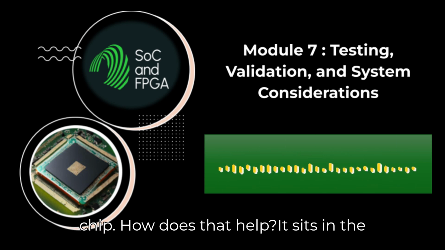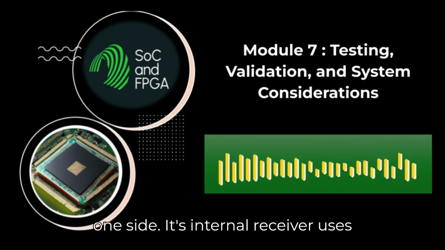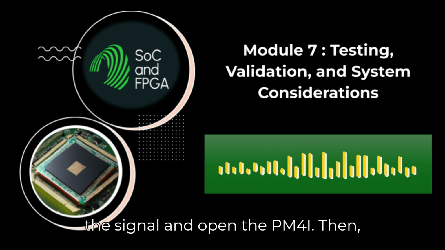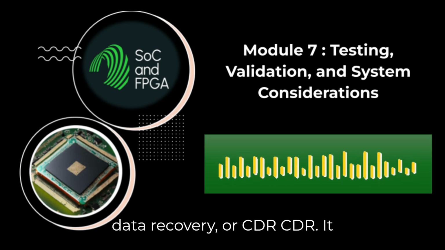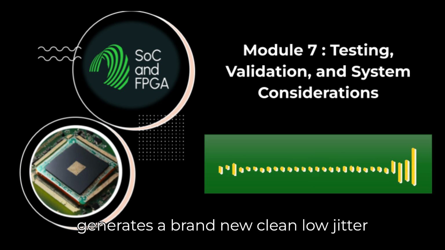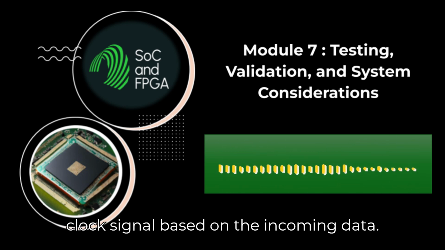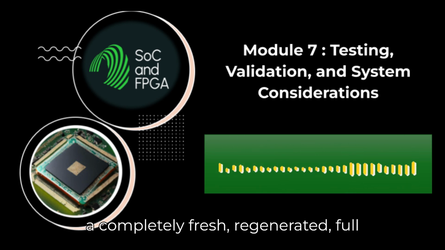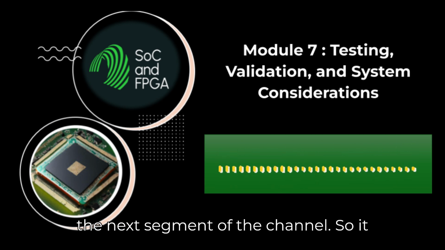How does that help? It sits in the middle of a long channel. It receives the weak, messy, degraded signal coming in one side. Its internal receiver uses sophisticated equalization to clean up the signal and open the PAM4 eye. Then, crucially, it performs full clock and data recovery, or CDR. It extracts the clean digital data, but also generates a brand new, clean, low jitter clock signal based on the incoming data. Then, using that clean data and clean clock, its internal transmitter sends out a completely fresh, regenerated, full-strength copy of the PCIe signal down the next segment of the channel.